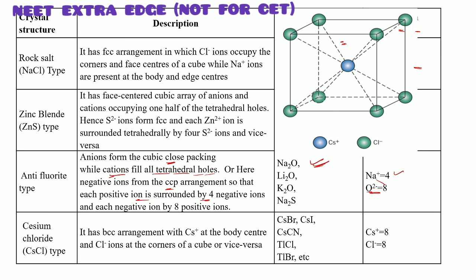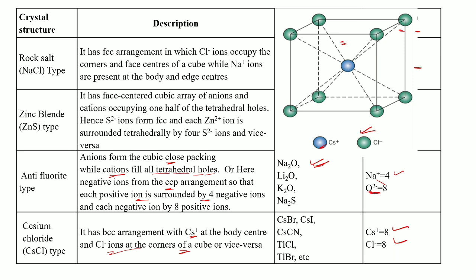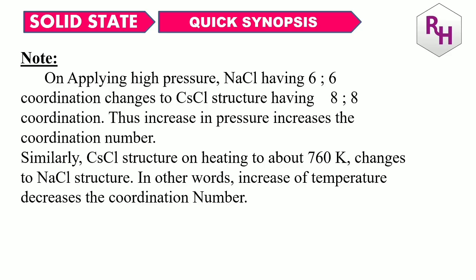And the last one is BCC, a very simple structure, we already know that. So the Cs plus cation is at the body center and Cl minus at the corners, right? So this is the cation, that is Cs plus, and all these are Cl minus. CsCl, CsBr is an example, Cs 8, Cl is also 8. So in 3 dimensions, it is 8 to 8 coordination number. This is about the different types of structure, very important from the competitive exam point of view. I hope it is clear.